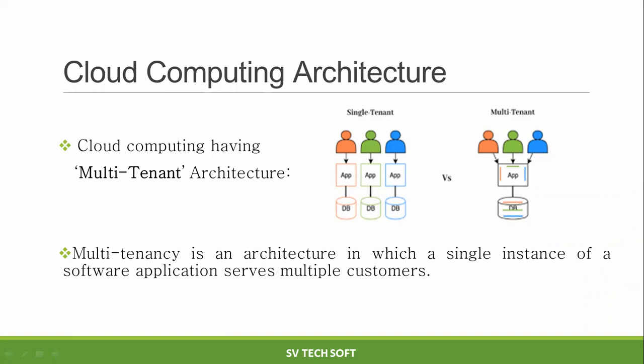See, the type of architecture cloud computing has is multi-tenant. What is multi-tenant? The vendor has only one single software, and the same software is given to multiple companies: company X, company Y, company Z. But every company feels that it's their own software and their own hardware. This is the cloud computing type of architecture, multi-tenant.